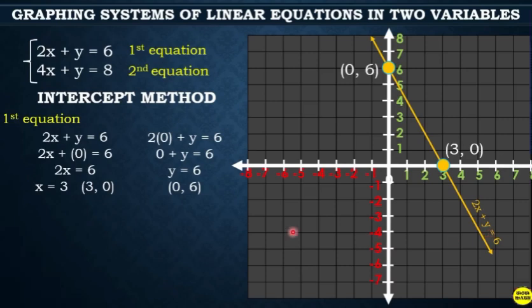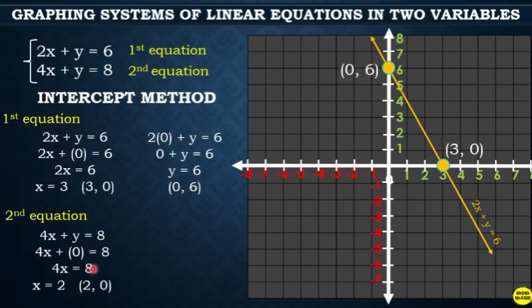Okay? Next, let us solve for the second equation. So, your second equation is 4x plus y equals 8. So, ganun ulit. For us to solve for the x-intercept, we will let y is equal to 0. So, gagawin natin 0 si y mo. So, we will have 4x is equal to 8. So, divide both sides by 4. So, 8 divided by 4. So, x is equal to 2. So, therefore, your x-intercept is (2, 0).